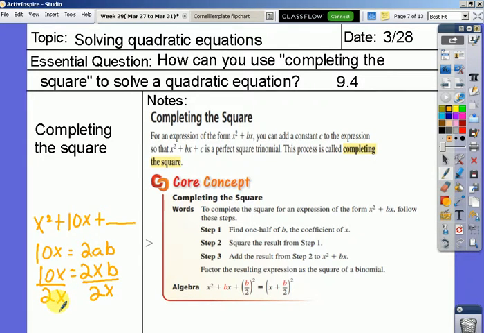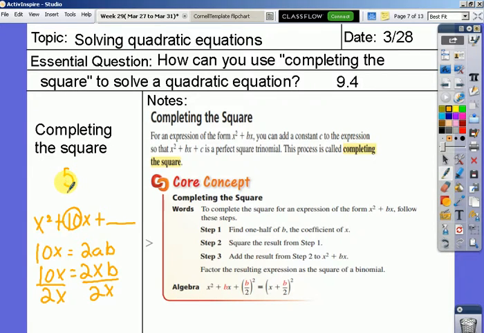So that's what we're doing when it says find 1/2 of b, the coefficient of x. So we're just looking at 10 really, and dividing that by 2 and getting 5 as a result, right? So we've completed step 1 by getting that 5.